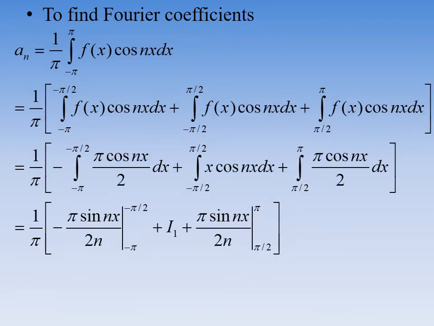Next, for a n, it is equal to 1 by pi integral from minus pi to pi f of x cos nx dx. Here also I am splitting the integral into 3 parts and substituting the value of f of x. And if you substitute this, it is equal to 1 by pi, minus pi sin nx by 2n, substituting the limit minus pi to minus pi by 2, then plus I1, where I have taken the integral from minus pi by 2 to pi by 2 of x cos nx as I1. Then for the third integral, it is pi sin nx by 2n, substituting the limit pi by 2 to pi.